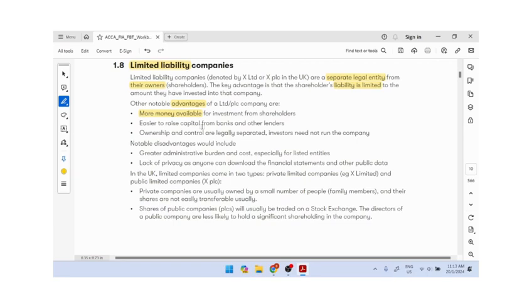Alright, so it is easier to raise capital from banks. Raising capital from banks is normally taking a loan. Easier to get a loan from banks. Why? Because your account is properly audited. Compared to a sole trader, maybe you didn't have an account. Maybe just how much you earn today, then you just write it down. So there's no properly audited account, so the bank cannot assess your risk.